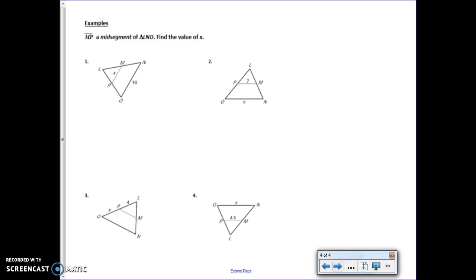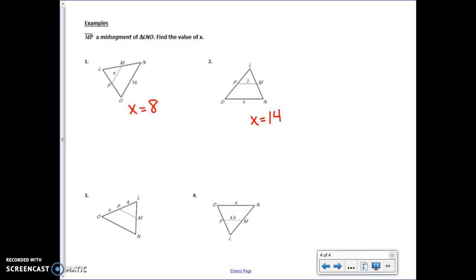Okay, so how are we going to use this mid-segment theorem? If you look, it says MP is a mid-segment of triangle LNO. Find the value of x. Looking at the first example, we want to know the length of MP. If we know that NO is 16, well, the mid-segment is half as much, so X would be 8 here. If you look at example 2, MP is a length of 7. We need to find the length of NO, and in this case, we would need to double it to get X, and it would be 14.